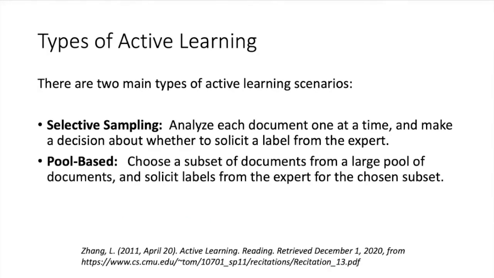There are two main types of active learning, selective sampling and pool-based active learning. Selective sampling is where each document is analyzed by the active learner when it comes into the system, and a decision is made about whether to collect the label or not. Pool-based active learning will operate on a pool of possible examples, and it'll select some number of those examples from the pool to show to an expert to collect a label from.